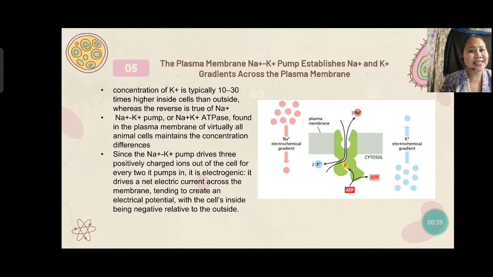So they are just reversed. The sodium ion potassium ion pump, or the sodium ion potassium ion ATPase, is found in the plasma membrane of virtually all animal cells and maintains the concentration differences. Since the pump drives 3 positively charged ions out of the cell for every 2 it pumps in, it is electrogenic.